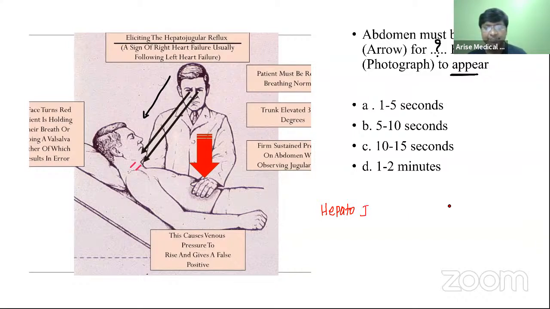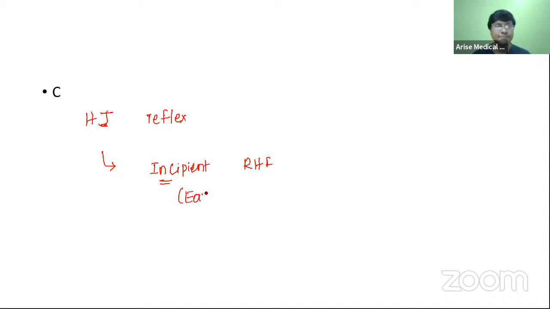To elicit the hepatojugular reflex, you have to apply pressure over the right hypochondrium for nearly 10 to 15 seconds. Now, when will you elicit this reflex? What is the indication? When there is doubt of incipient right heart failure. What do you mean by incipient right heart failure? Early right heart failure. When there is doubt of early right heart failure, you have to elicit this hepatojugular reflex.